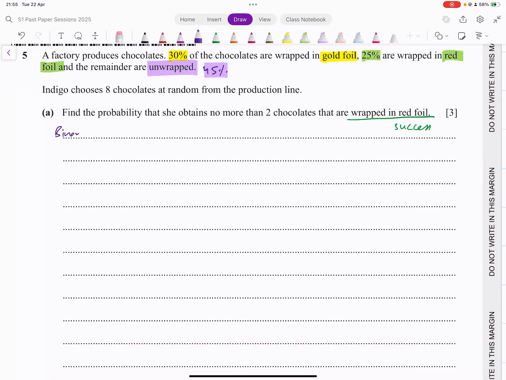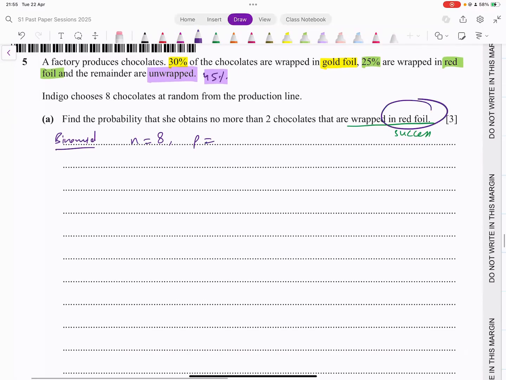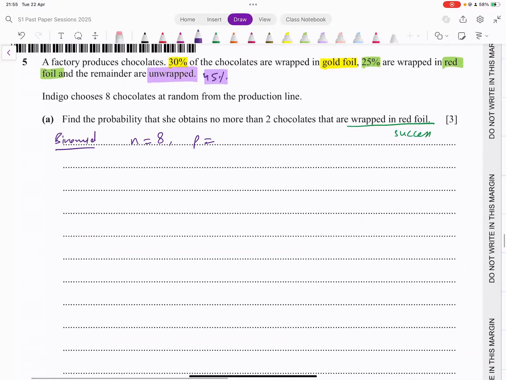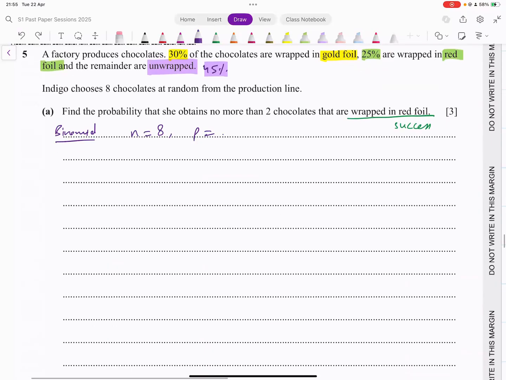So for this binomial distribution, the value for n, that is 8, probability of success is that it's wrapped in red foil. That probability is 25%, that's 0.25. Then the probability of failure would be that it's not wrapped in red foil, that's 0.75.